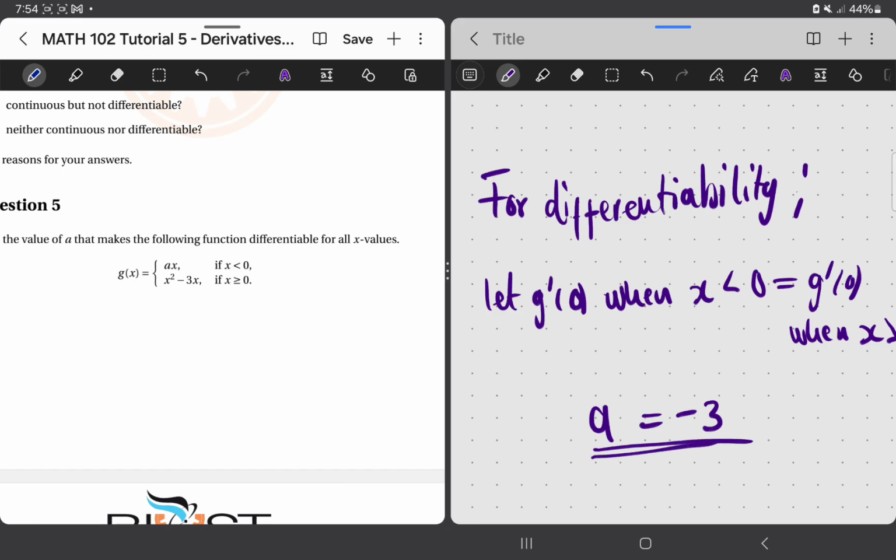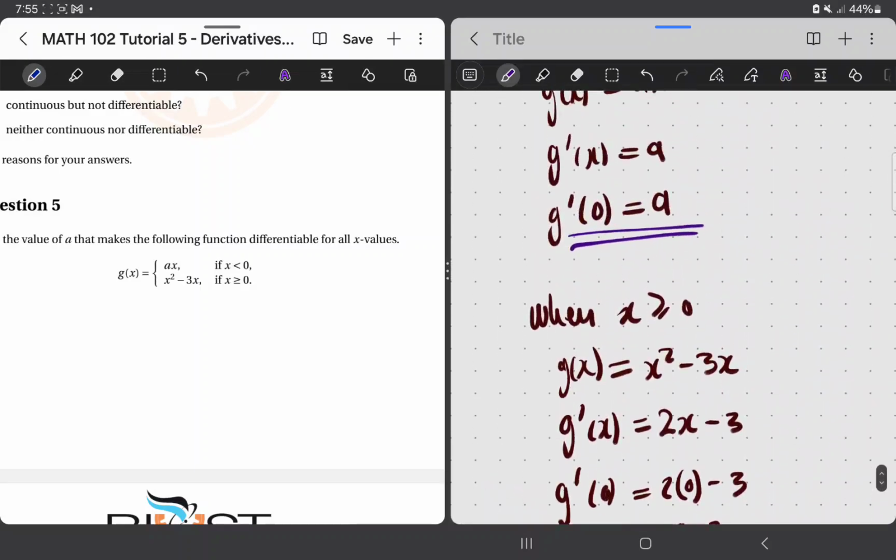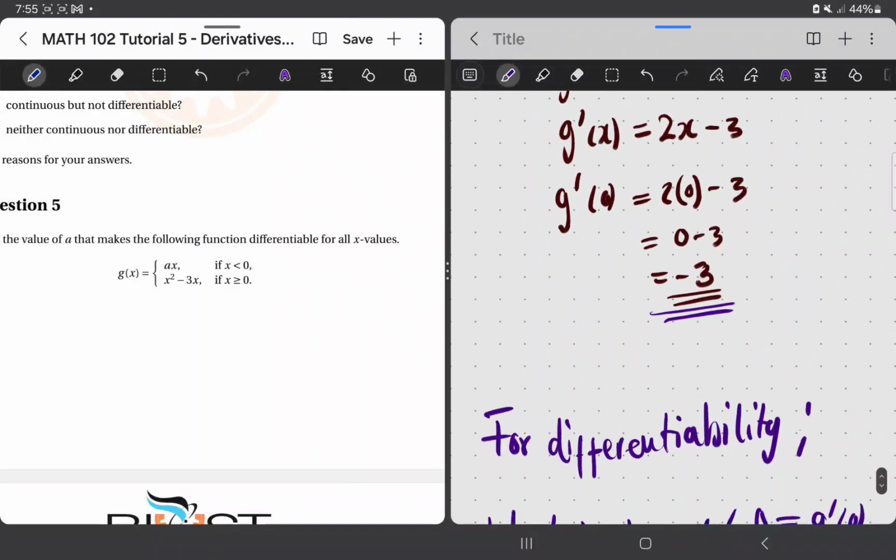All right, that's what you have. A will be negative 3 basically, and you'd be done. That's the value for a, and you're done.